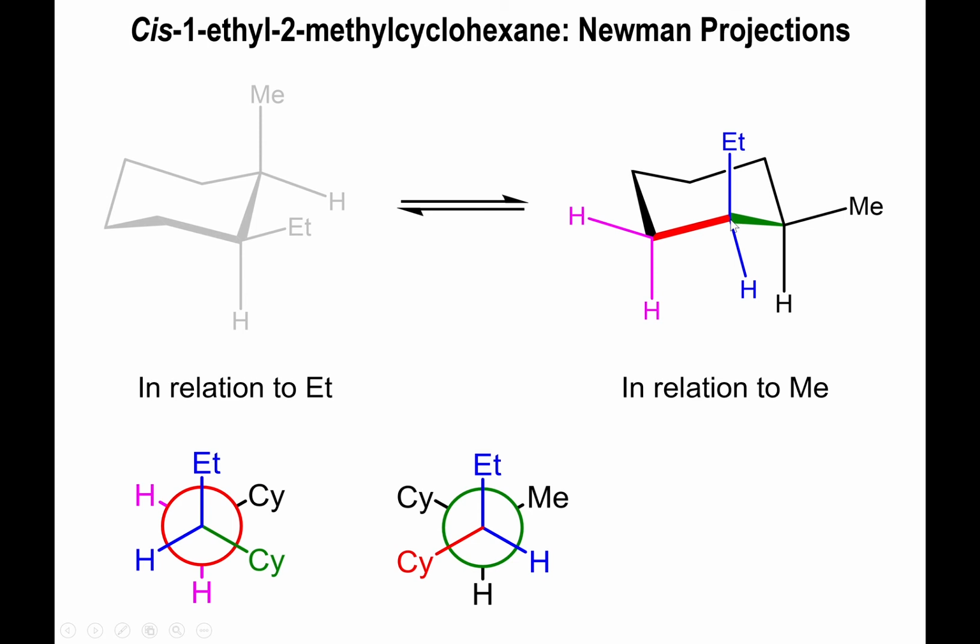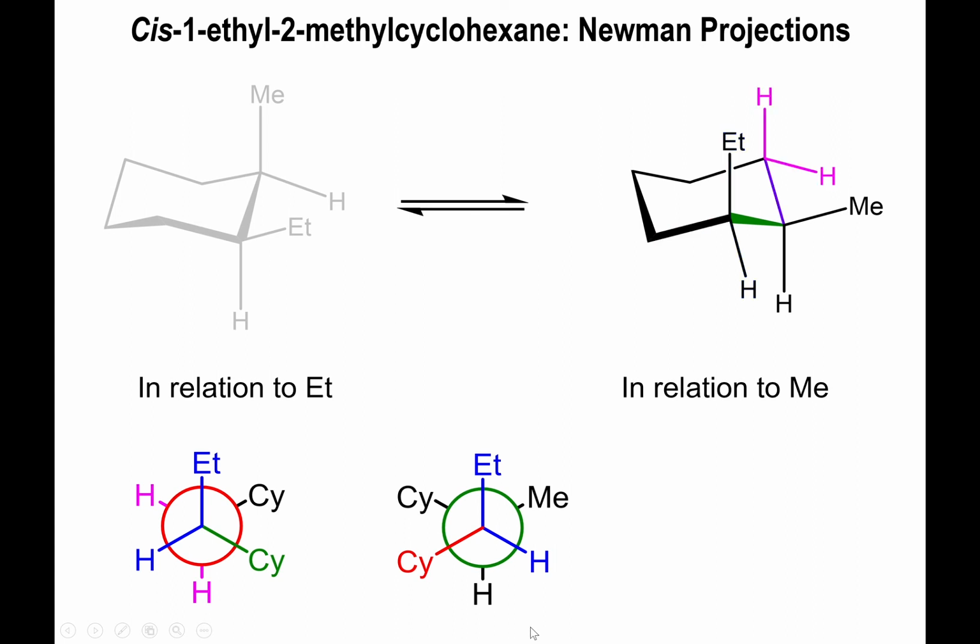Now looking at the green bond, and keeping the ethyl group on the front part of the molecule, now we have ethyl on top, cyclohexane pointing to the left, and hydrogen pointing to the right. And that's what we have here on the front portion of the Newman projection. In the back portion, we have cyclohexane to the left, methyl to the right, hydrogen pointing down, and that's what we are seeing over here in the Newman projection on the back side.